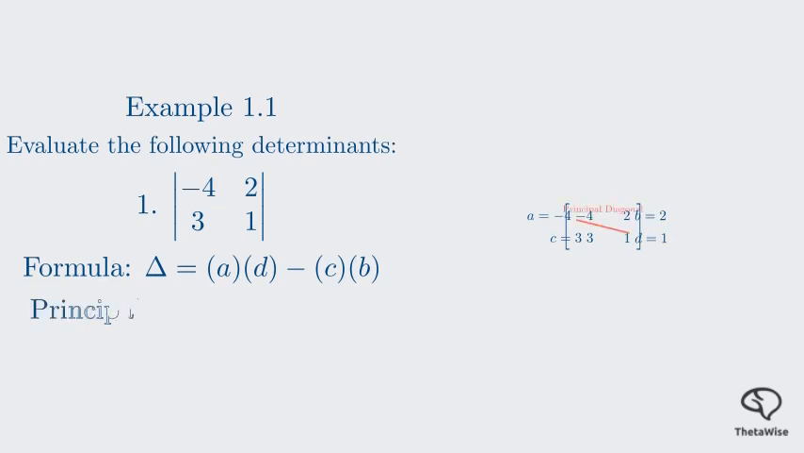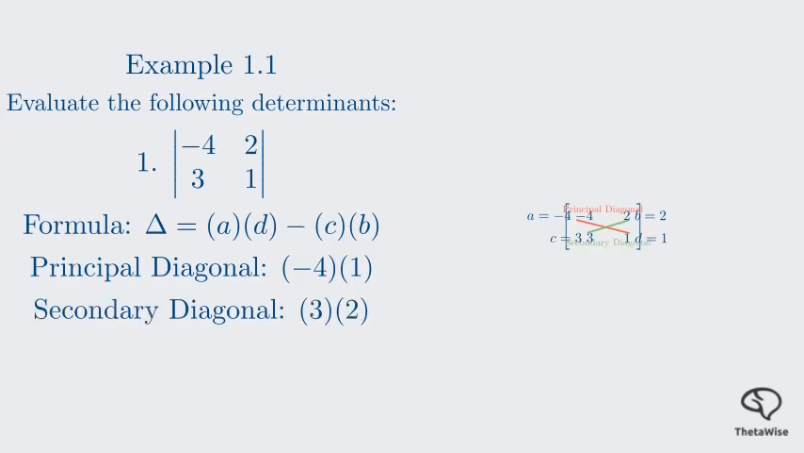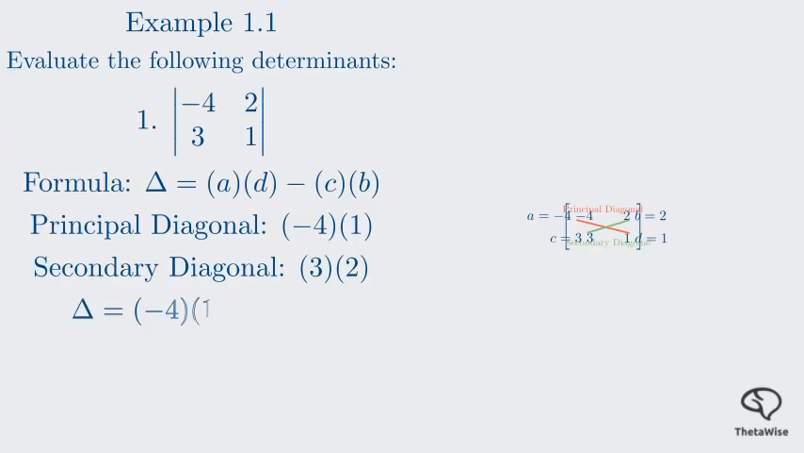Now we substitute these values into our formula. The principal diagonal is A times D, which is -4 times 1. The secondary diagonal is C times B, which is 3 times 2. So our equation becomes delta equals -4 times 1 minus the quantity 3 times 2. Let's perform the multiplications.